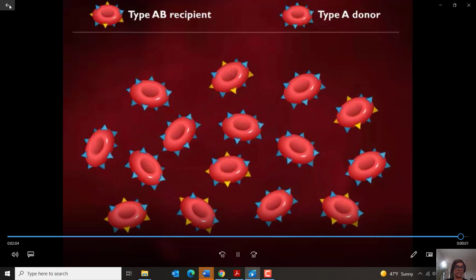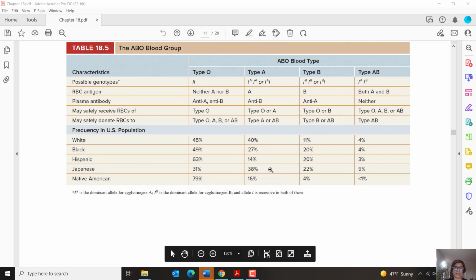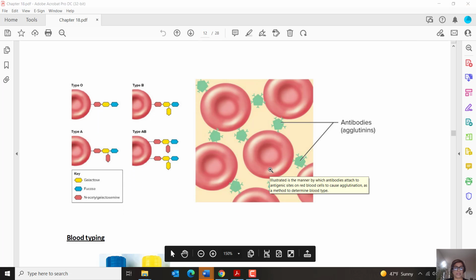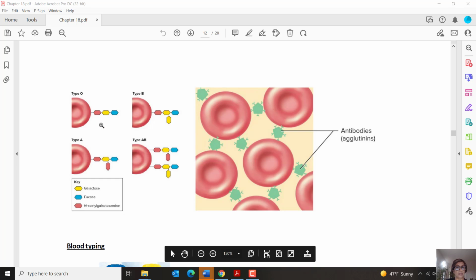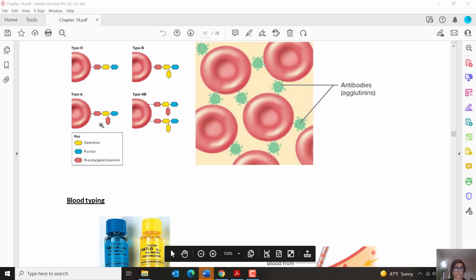Okay, so I hope this makes it a little clearer. I like this one. I like this animation. So this shows blood typing.